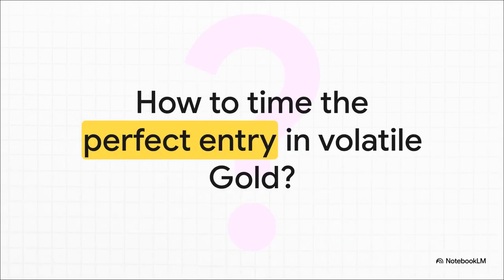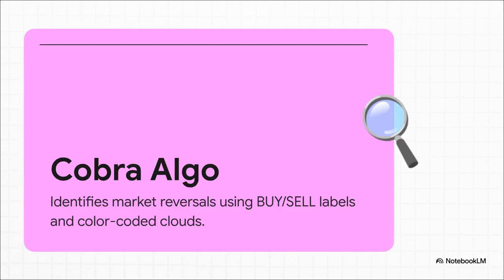Now, if you've ever stared down a gold chart, you know exactly what I'm talking about. Gold is notoriously volatile, right? It's famous for these massive sweeping trends, but also for those brutal fakeouts and out-of-nowhere reversals. So the question that literally plagues every single trader is, how on earth do you time the perfect entry when the market is moving that fast? How do you know if a real trend is kicking off or if you're just getting chewed up in the noise? You really need a system that can cut right through that chaos and give you clear, completely unambiguous signals. And that brings us right to the star of the show today, the Cobra Algo.